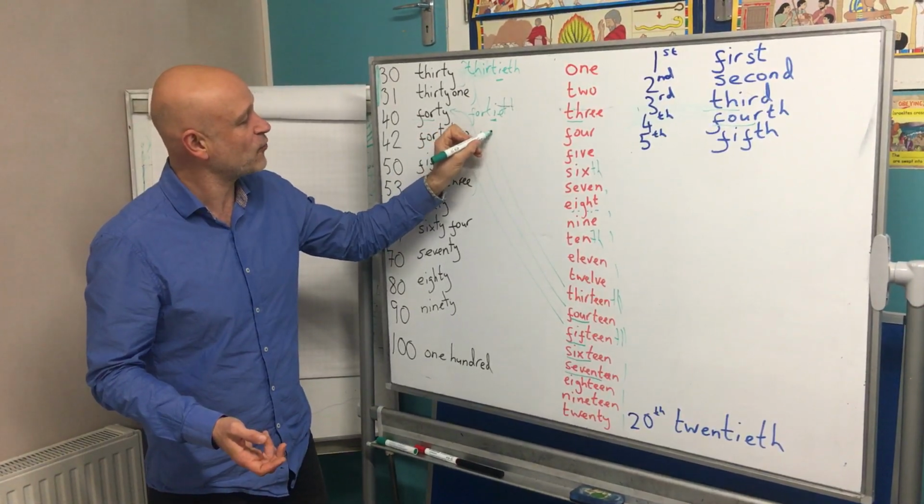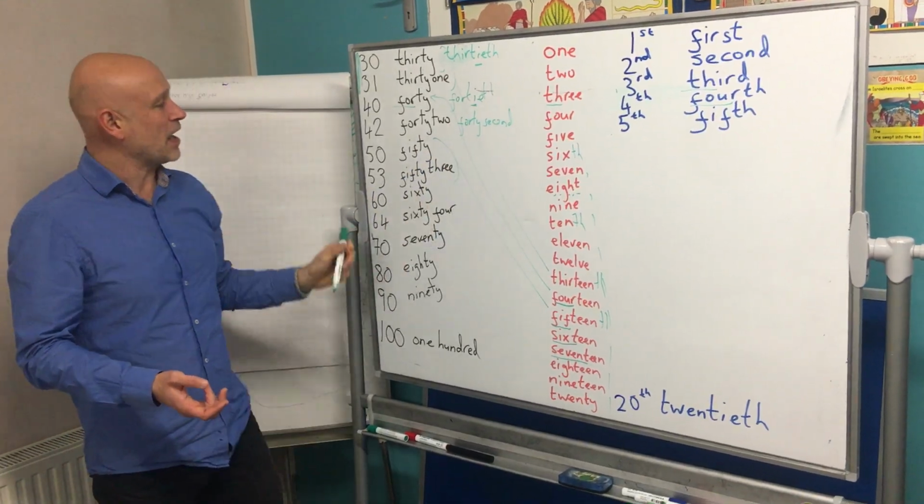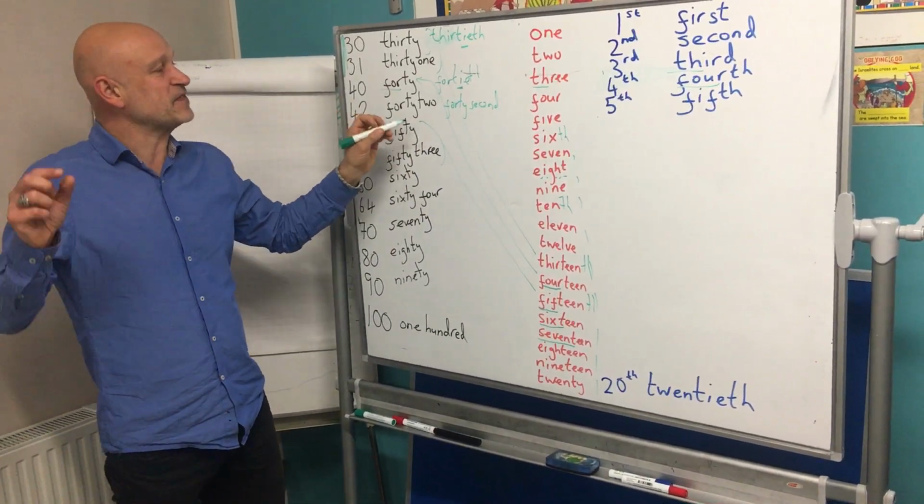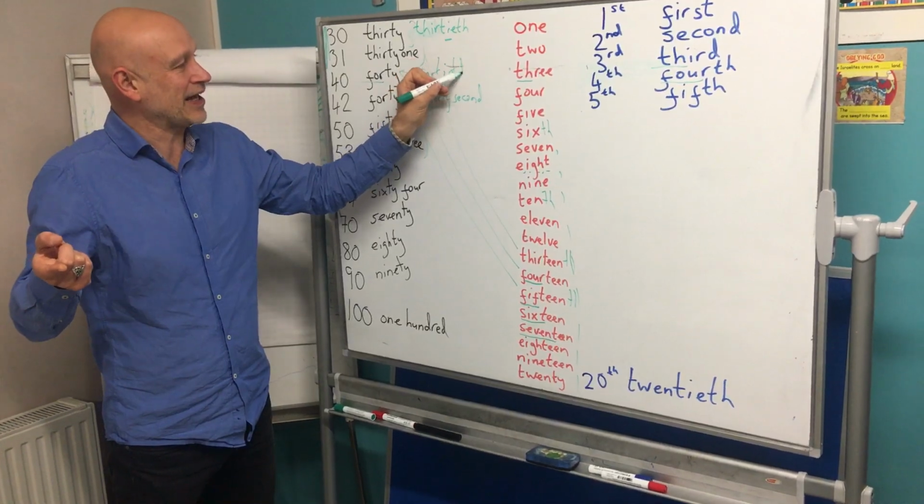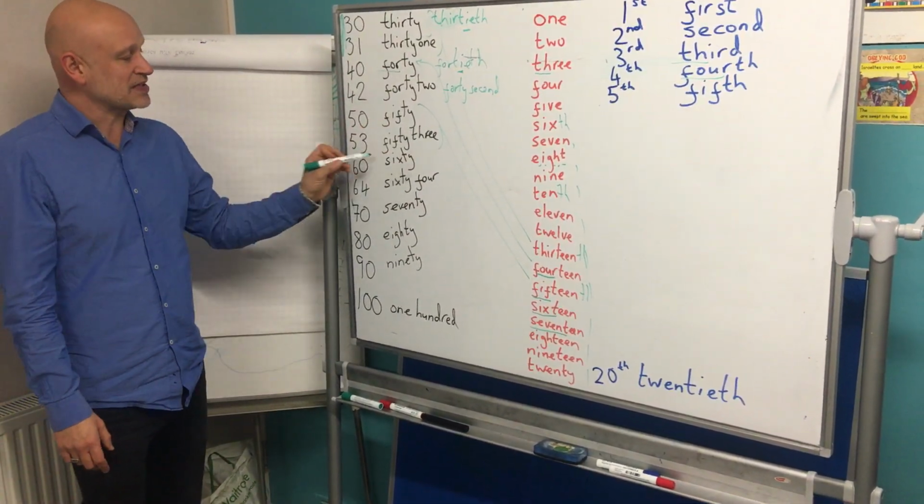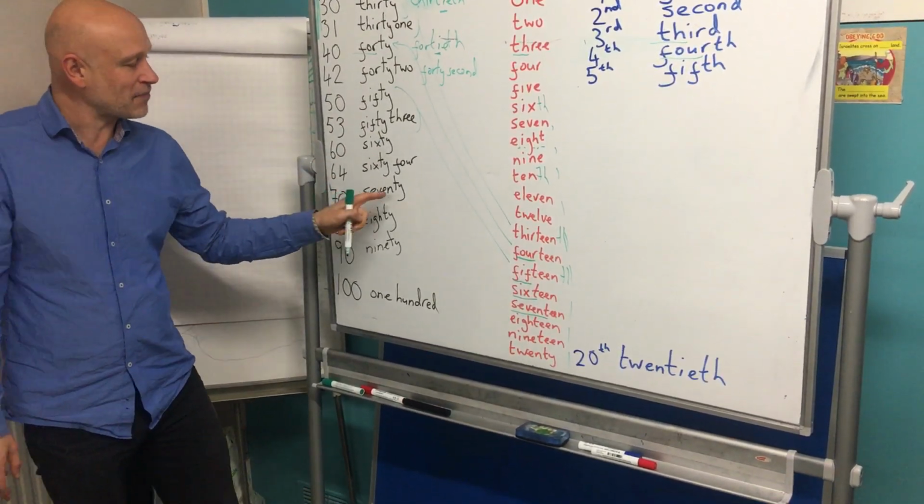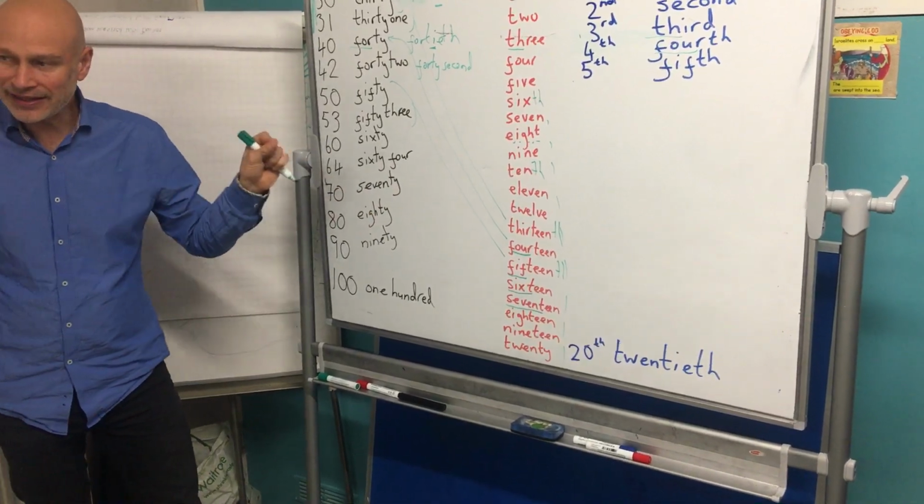42nd, like this. And then 50, 50th with the I-E-T-H. Sorry about my terrible writing. 53rd, 60th, 64th, 70th. Remember, you take away the Y and add I-E-T-H.